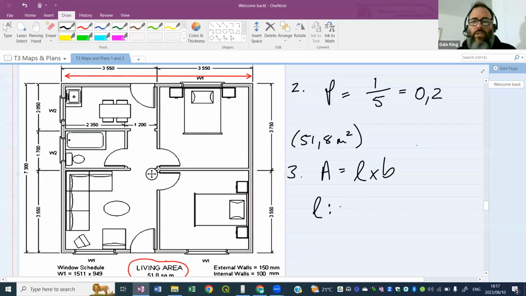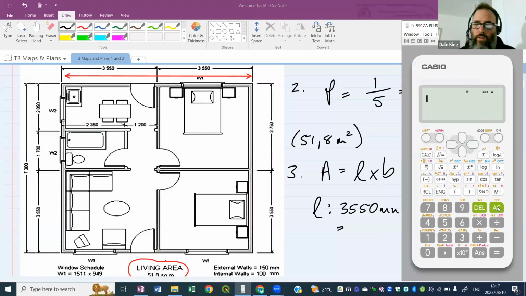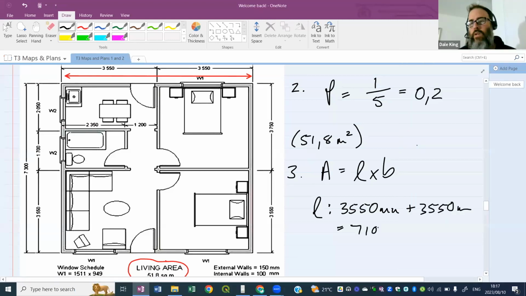Yes. Okay, so let's use the top ones first. So I'm going to do 3,550 millimeters plus 3,550 millimeters. You just check that I'm doing it correctly. Am I good so far? Yes. All right, I'll add these up. Do you use your calculator? I'm going to check with mine as well. What do you get on yours? The same thing. All right, so 7,100 millimeters.